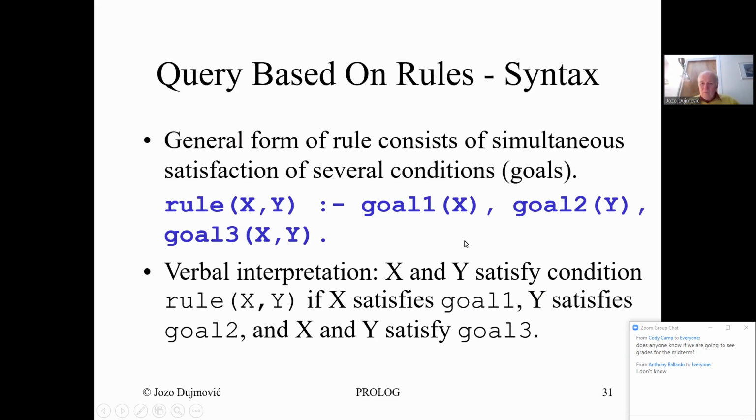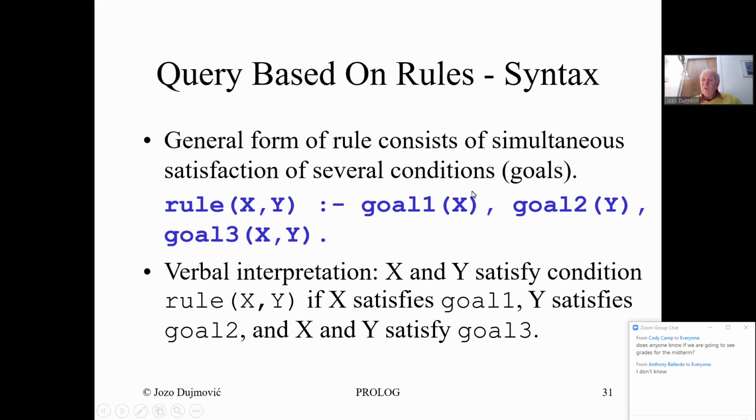Now, what we can do, let me tell you immediately, is to replace these x and y with constants, and then try to see whether these constants that we put here can satisfy goal 1, goal 2, and goal 3. For example, you put here number 1, here you put number 1. Can you satisfy goal 1 with number 1? Yes or no? If you cannot, then you fail and it is over.